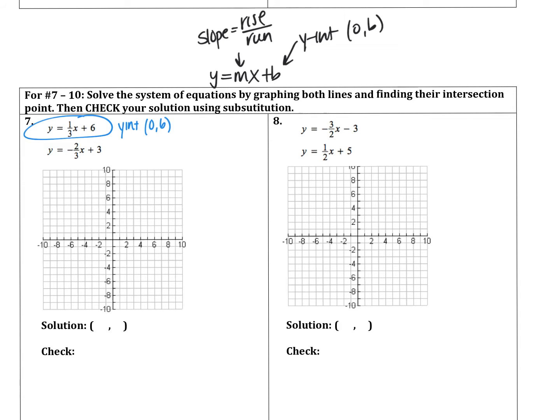So my y-intercept is 0, 6, and my slope here is 1 over 3, which means I can go up 1, right 3 from 6. So from 6, I can go up 1, right 3, up 1, right 3, up 1, right 3. I can also go down and left. That's the opposite direction. And I'm going to connect as straight as possible.